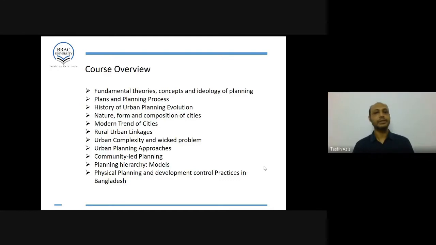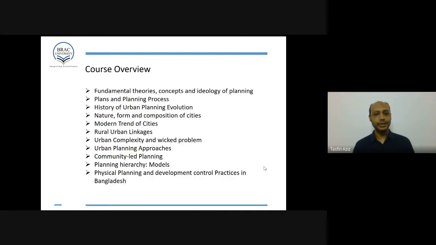There are 10 theories of urban planning evolution, and these 10 theories will be divided into 2 classes for discussion, which will lead us to understand the nature, form, and composition of cities. Once we are quite familiar with the nature, form, and composition of cities, we will get to know the global trend of cities nowadays. We will be talking about urbanization, inequality, and different functions of different systems and subsystems.